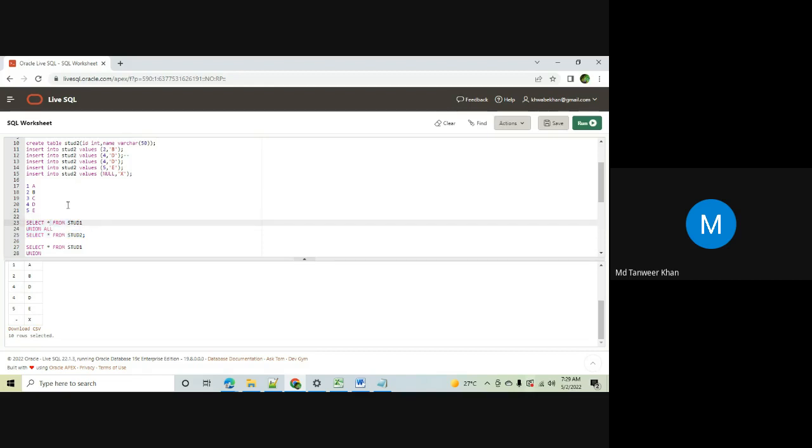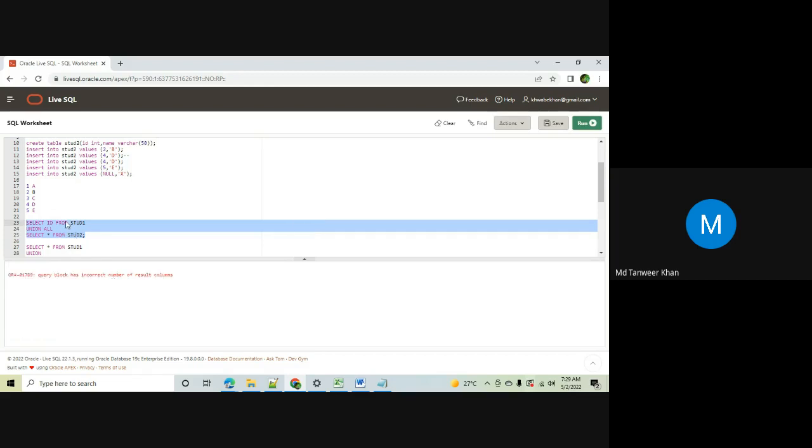No questions. What if I execute this query? It will throw an error, with the same reason, right?